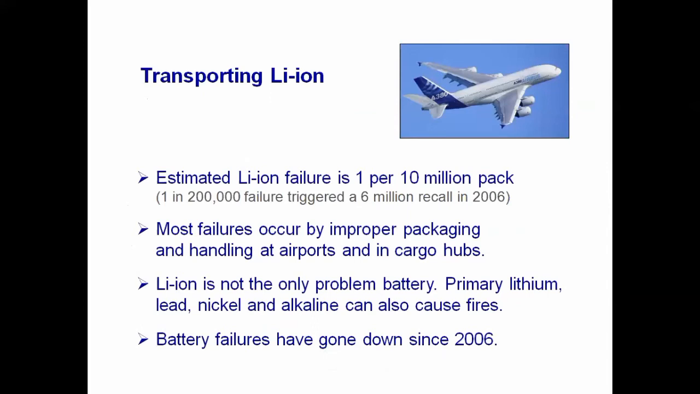Transporting lithium ion batteries. Most failures occur due to improper packaging, so packaging is very important. Without proper packaging, failures can occur during handling at airports and in cargo hubs. There were incidents in 2006. Lithium ion is not the only power battery; primary lithium, lead, nickel, and alkaline batteries can also cause fires. So there is a possibility of fire in batteries. Battery failures have gone down since 2006.